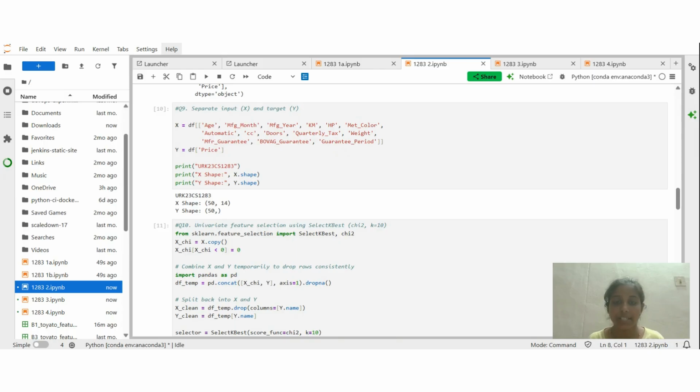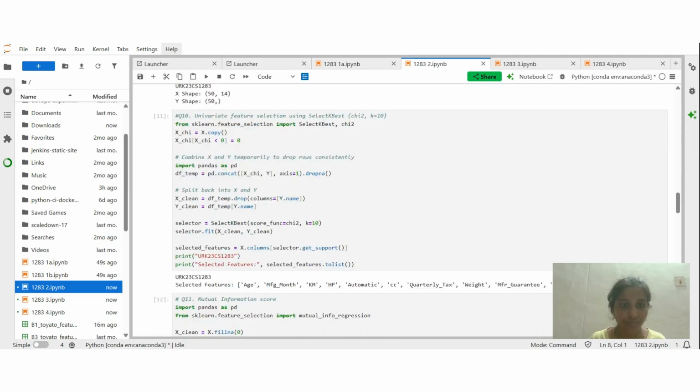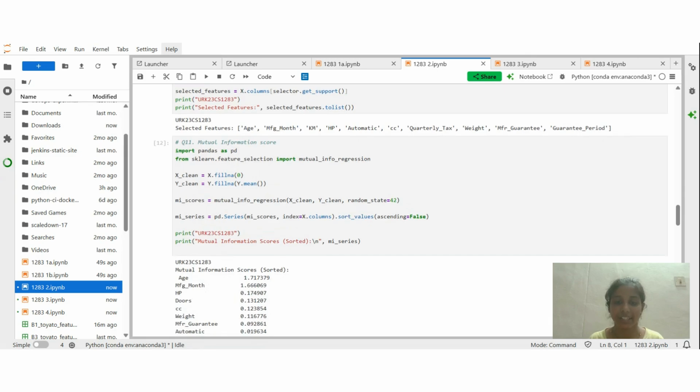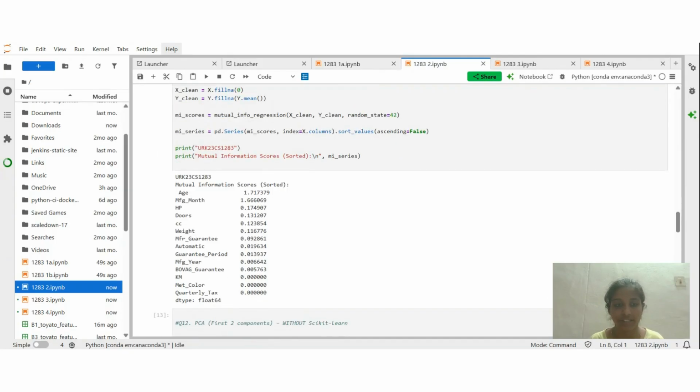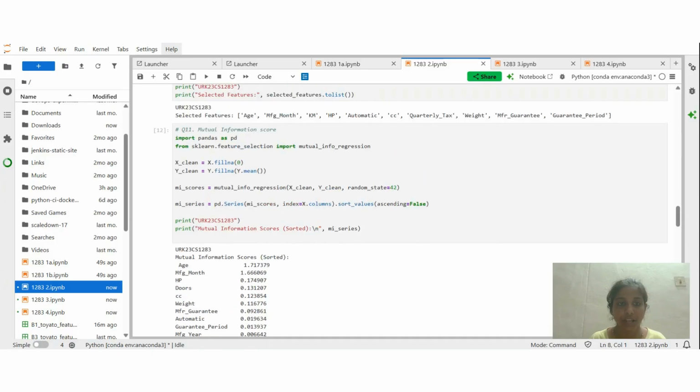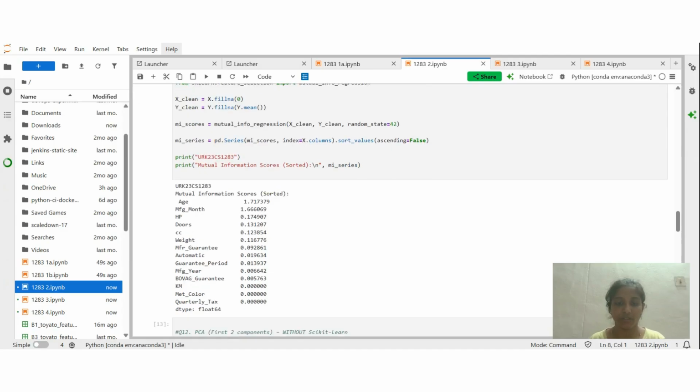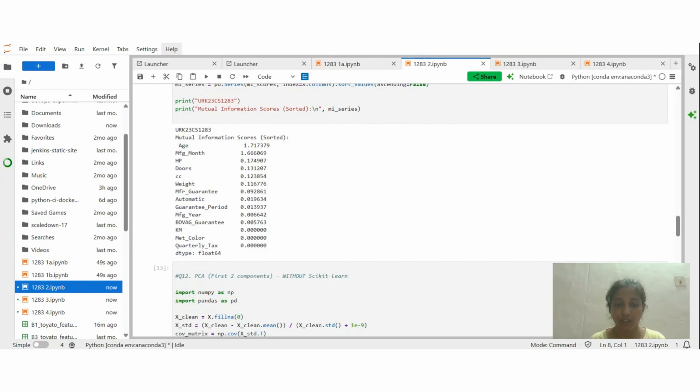And tenth one is select k-best. Select top features based on the statistical importance. I used select k-best with the chi-square test to select the top 10 most important features. And the 11th question is mutual information. Measure dependence between the features and the target. Highest value will give more important feature. I calculated mutual information to find the feature that gives the most information about price.